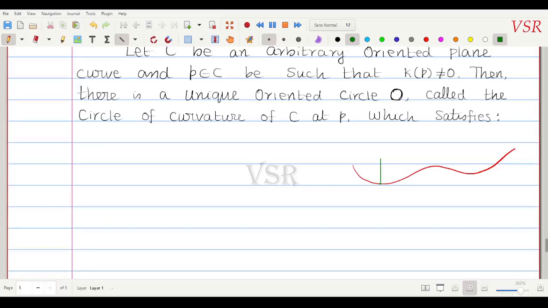Okay, at this point. Now, at another point, suppose this is the point, my normal direction is like this. This is my normal direction. And at this place I'm having a normal direction in this way. At each point I have given a normal direction. Then we can find a circle which satisfies some certain condition.